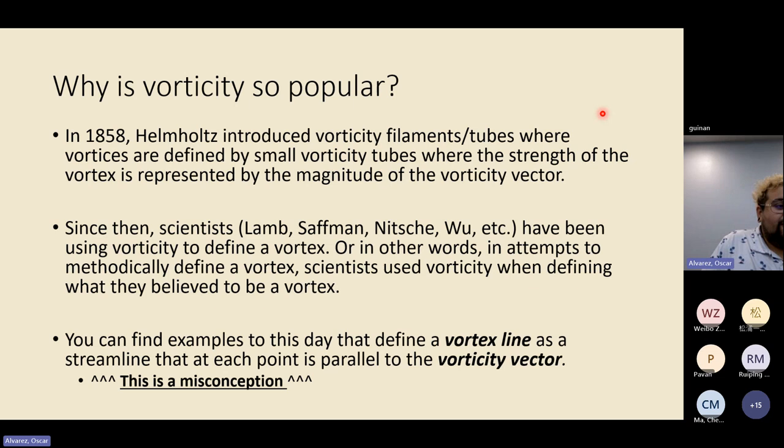In 1858, Helmholtz introduced vorticity filaments or tubes, where vortices are defined by small vortex tubes, where the strength of the vortex is represented by the magnitude of the vorticity tensor, or vorticity vector. Since then, scientists like Lamb, Saffman, Wu, et cetera, have been using vorticity to define a vortex. Or in other words, in attempts to methodically define a vortex, scientists used vorticity when defining what they believe to be a vortex. You can find examples to this day that define a vortex line as a streamline that at each point is parallel to the vorticity vector. Well, this is a misconception. They're defining a vortex line using vorticity.